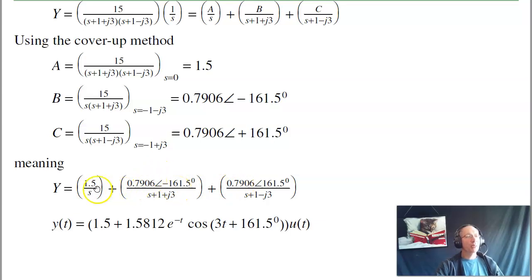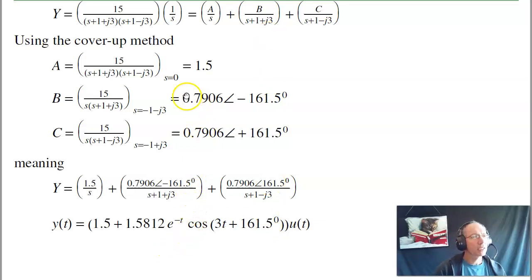What this means, though, is the 1.5 is a constant. Double this term, 1.58, e to the minus t, cosine 3t, plus 161 degrees. It's this term, the 1 over the minus j. It's kind of a sidelight.